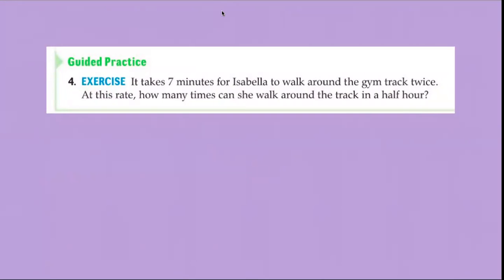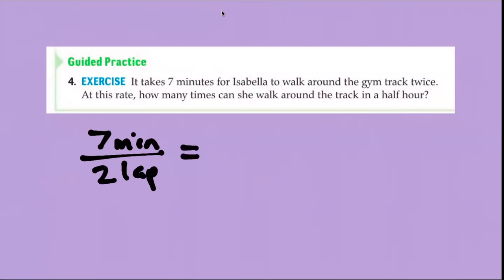It takes 7 minutes for Isabella to walk around the gym track twice. So what we're going to do is we're saying 7 minutes, right? And I'm going to do this with units, but normally you don't need the units. 7 minutes relates to 2 laps, all right? And that's around the gym track twice. At this rate, how many times can she walk around the track in a half hour?